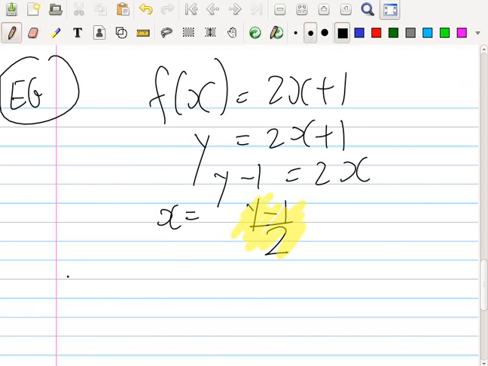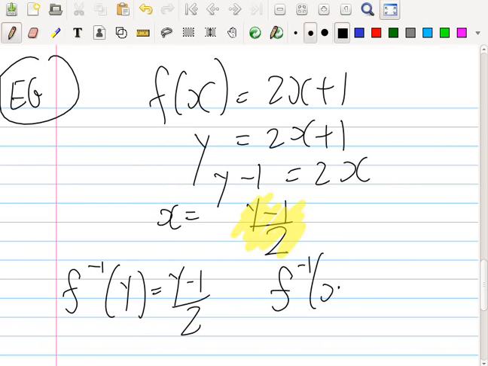In the past, I would say f inverse y equals y minus 1 over 2, but I don't know why they don't like this in the exam, so you want to write your answer like this. f inverse x equals x minus 1 over 2. Like that. So that's the inverse function.